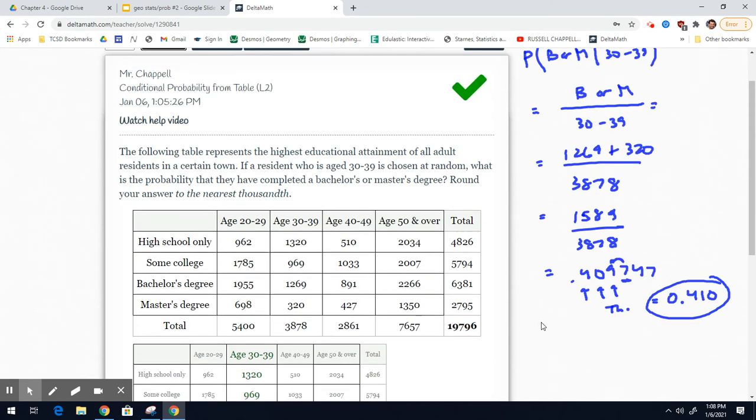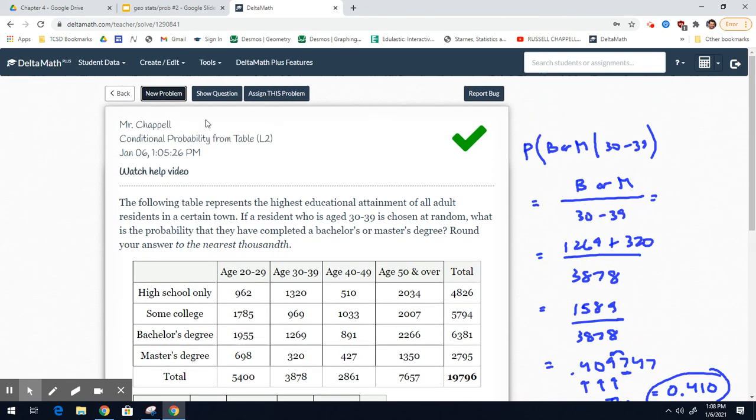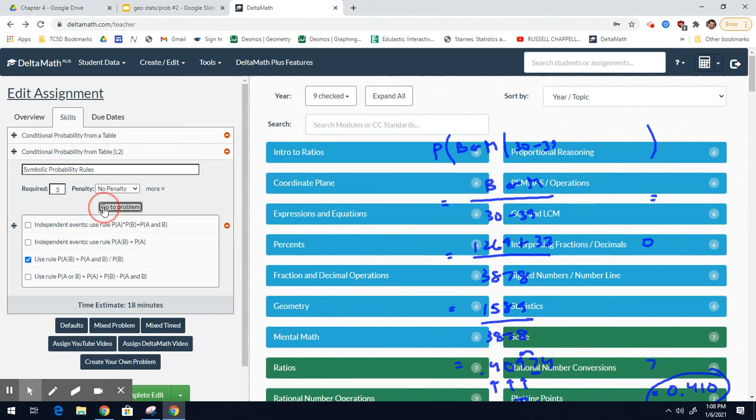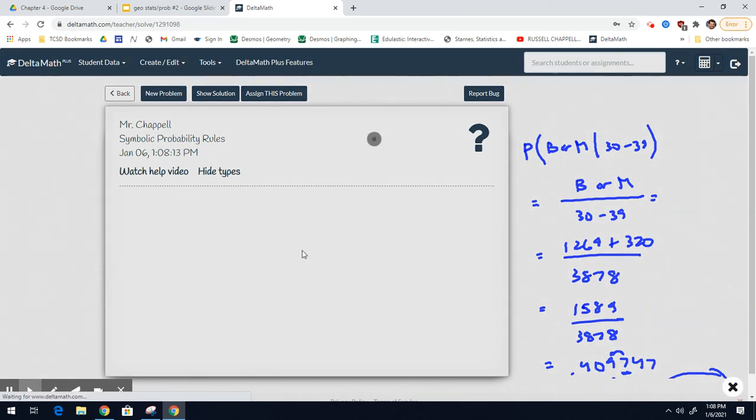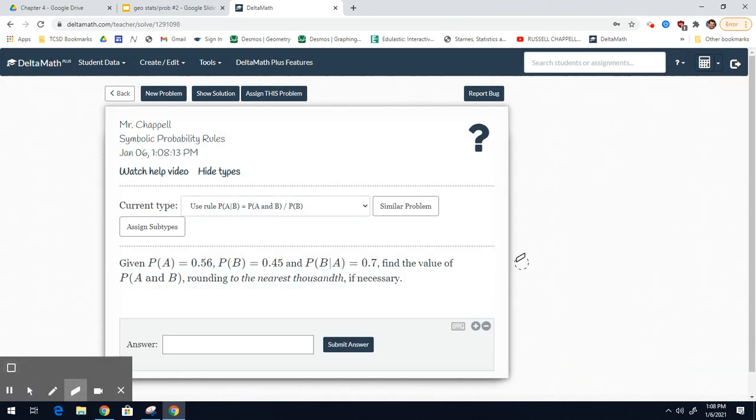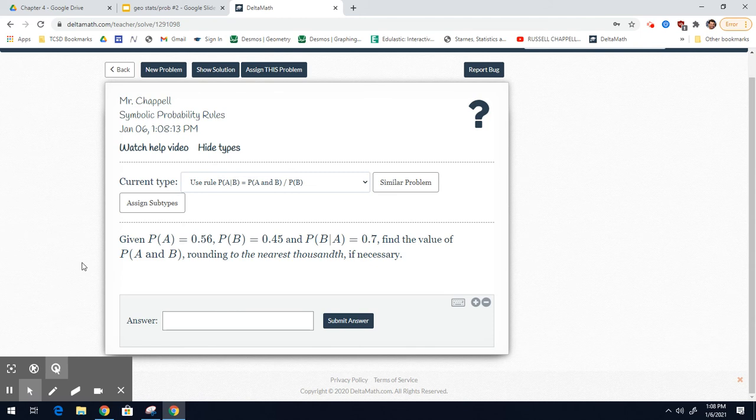All right. So, oh, I got one more. What am I saying? All right, one more. Okay, so here's the problem we're going to look at. It says given the probability of A is 0.56, the probability of B is 0.45, and the probability of B given A is 0.7, find the probability of A and B, round to the nearest thousandth if necessary.